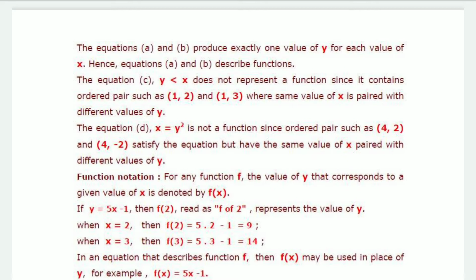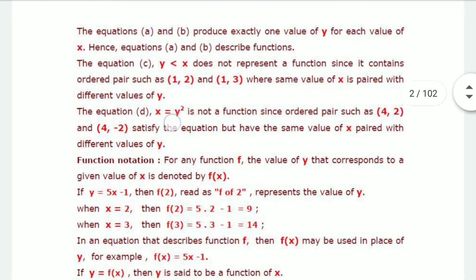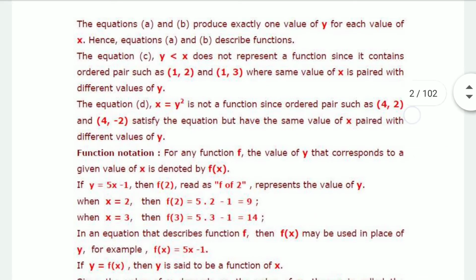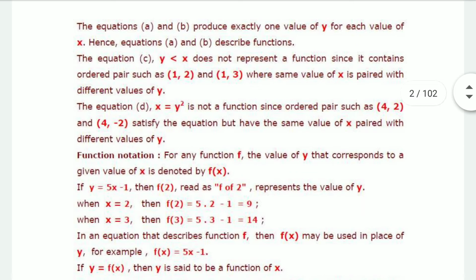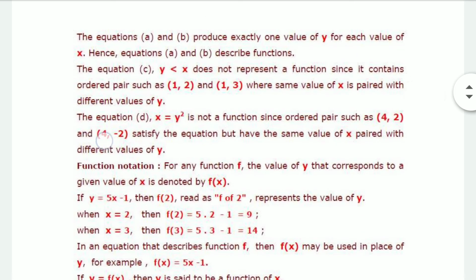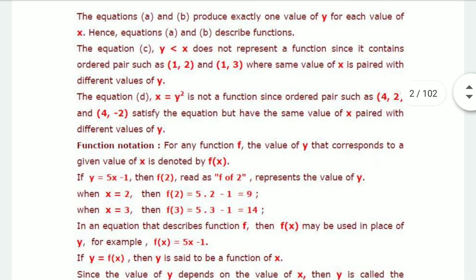Whereas in case of y less than x, it is not true, because in this case we can have certain ordered pairs where I can have the same x values, right? Similarly, for the case of x equal to y square also, I can have two ordered pairs like 4 comma 2 and 4 comma minus 2. In this case again, the x value of 4 and the x value of 4 remain the same. This doesn't make this a function, right?